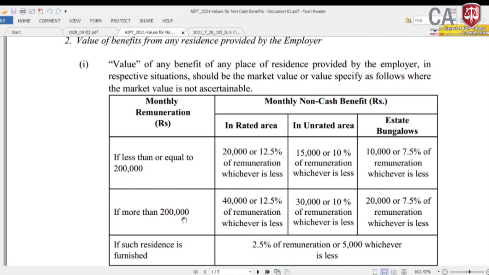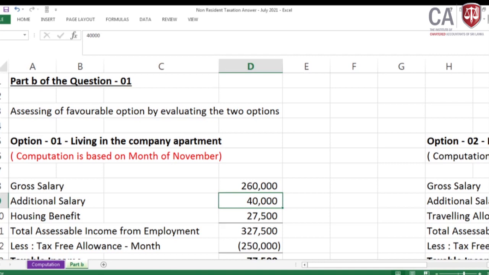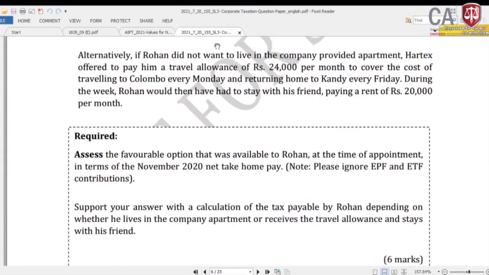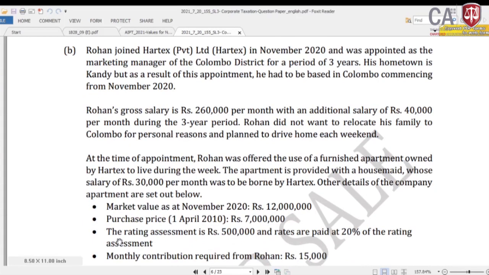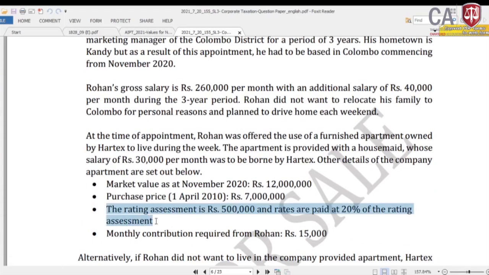Then each salary is more than 200,000. Then for the monthly non-cash benefit, we need to assume the property is in a rated area. While am I in the paper? If I go to the paper, the examiner has given that the rate in assessment is rupees 500,000. Therefore, the apartment is in the rated area.